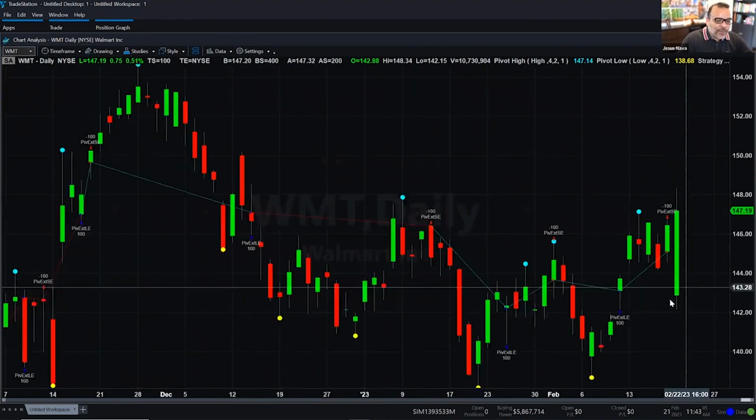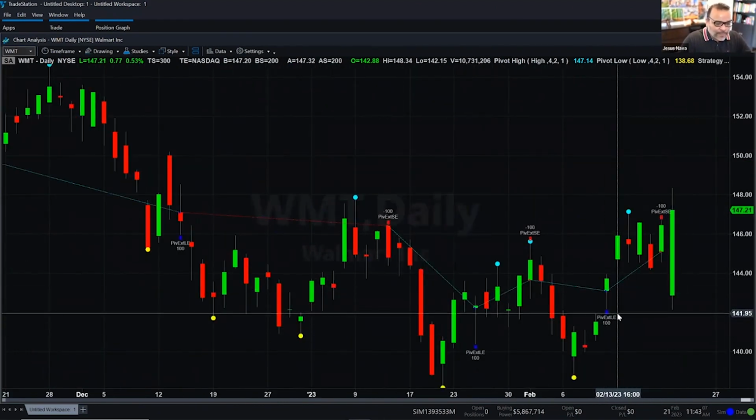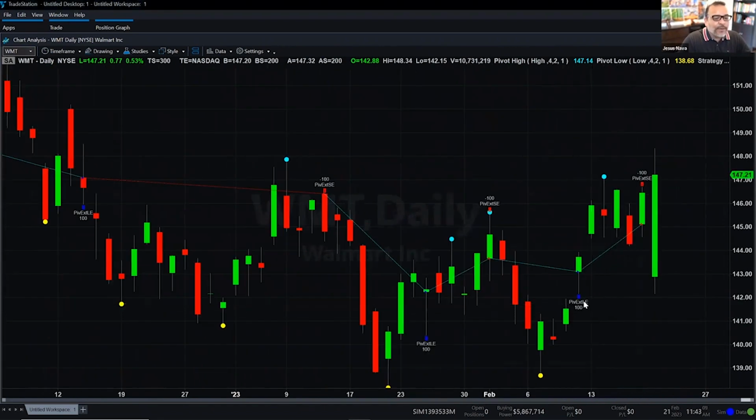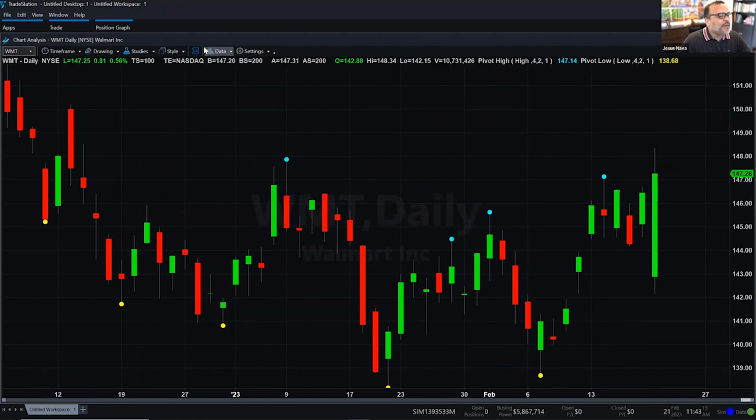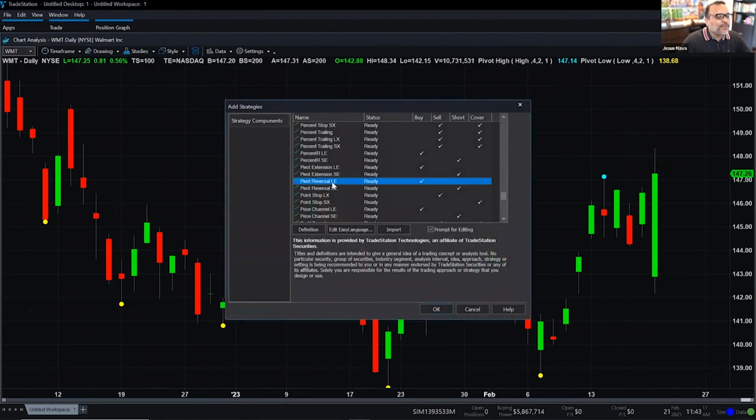Let's take a look at the other one though, because everybody saw a different strategy, right? This is the extension strategy. Let's look at the other one. So let's go studies, add strategies. This is the reversal strategy.